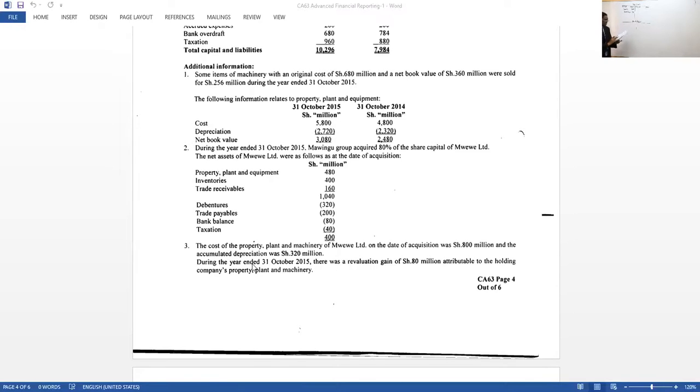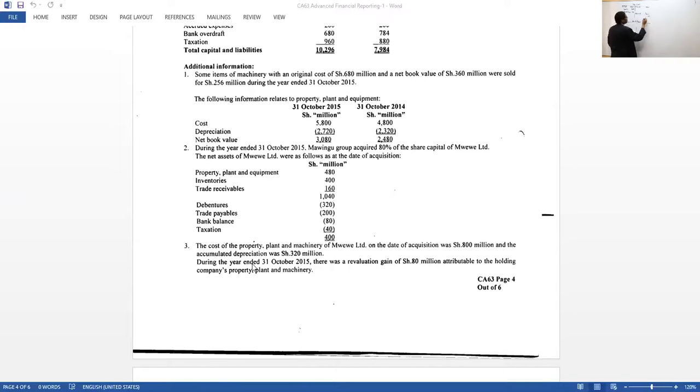Note number 4 does not affect property. Number 5 does not affect. So we just carry down the balance now by the end of the year. And come and see the balance carried down. We go back to note number 1. That's where we were given the cost. Come the end of this year, the cost of the property, plant, and equipment is given as 5,800.